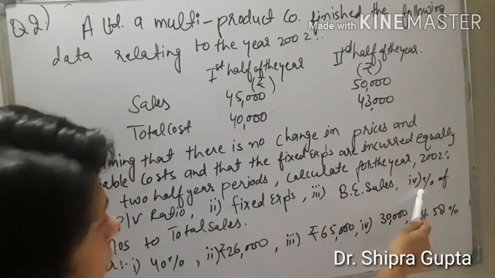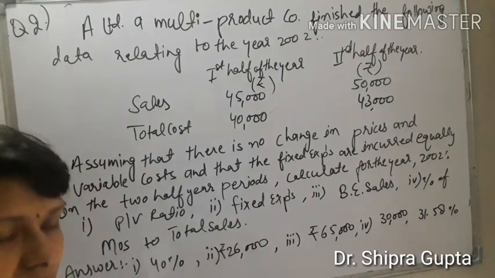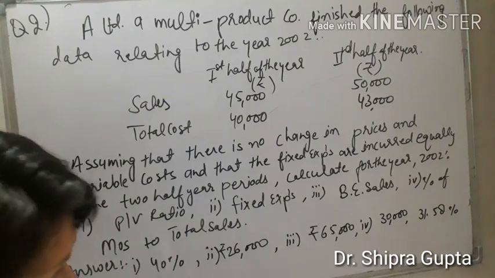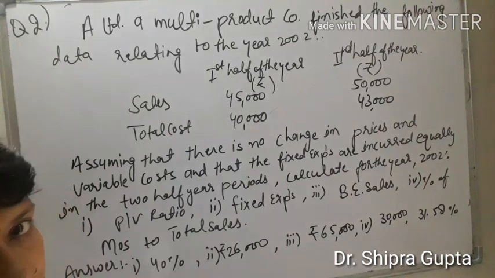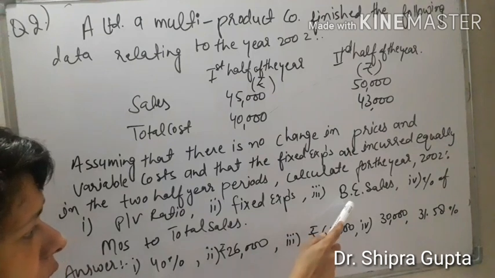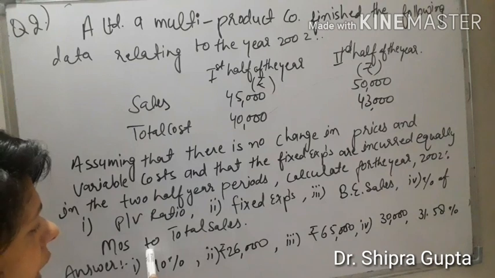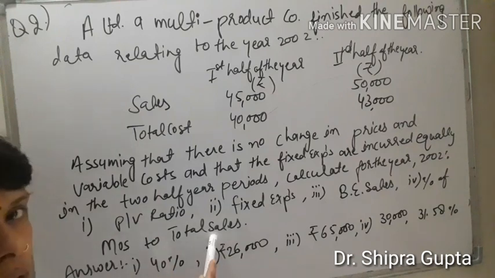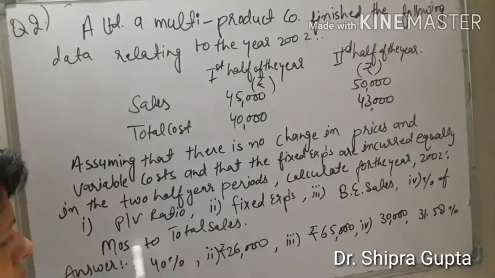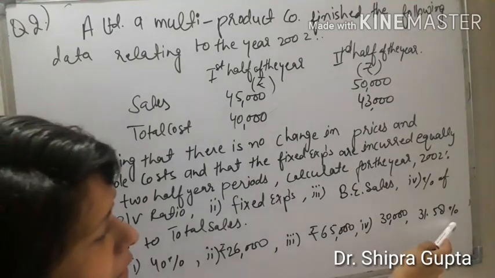And now the fourth point, percentage of margin of safety to total sales. In this question, first you will find out the margin of safety. The margin of safety formula is sales minus break-even point, or break-even sales. Sales is given, break-even sales you also calculate, and you will calculate the margin of safety first. Then you apply this formula: margin of safety upon total sales multiply 100. The margin of safety will come to 30,000. Then you can calculate it in percentage.